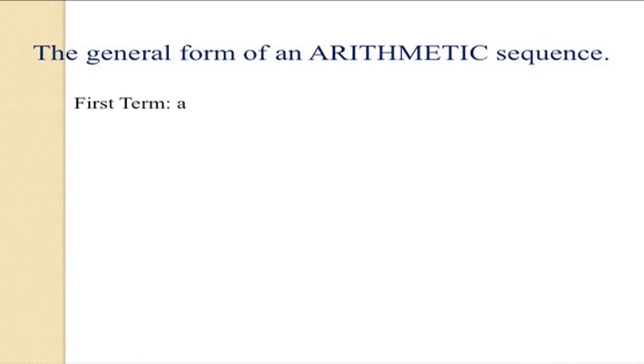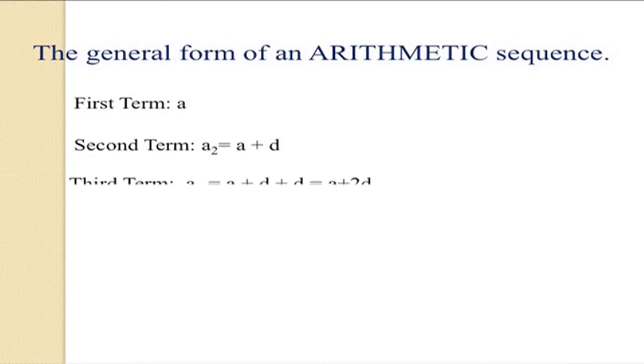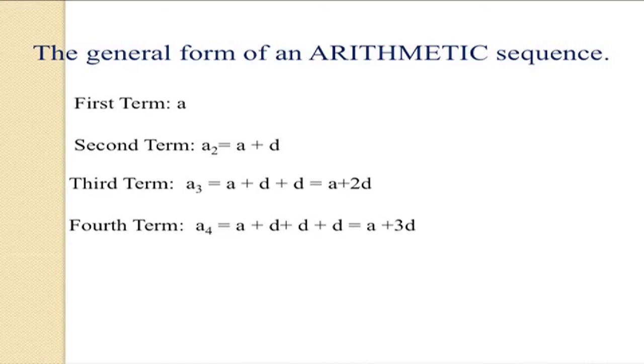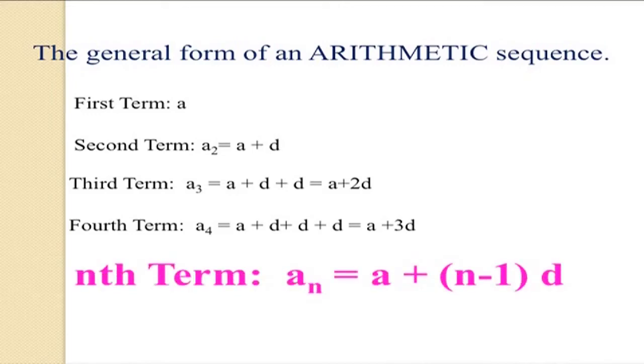As we have observed, the first term is denoted as a. The second term a2 is written as a plus d. Third term a3 is written as a plus d plus d, which is equal to a plus 2d. And fourth term a4 is written as a plus 3d. So nth term is given by an is equal to a plus (n minus 1) multiplied by d.